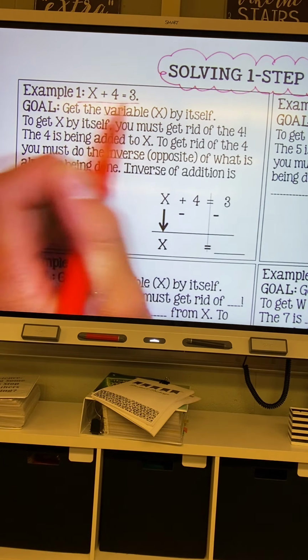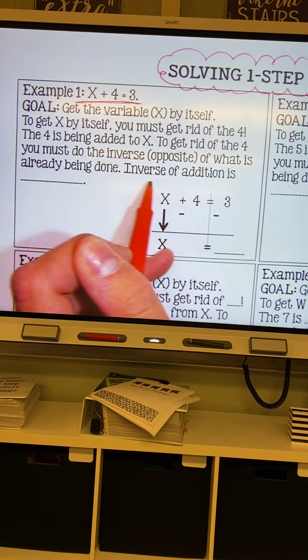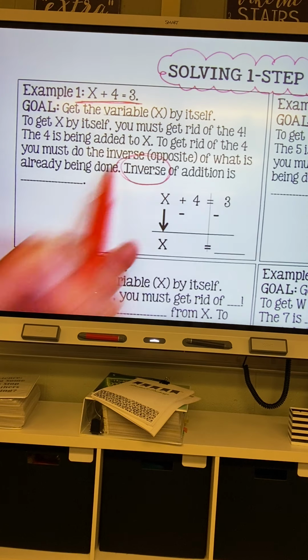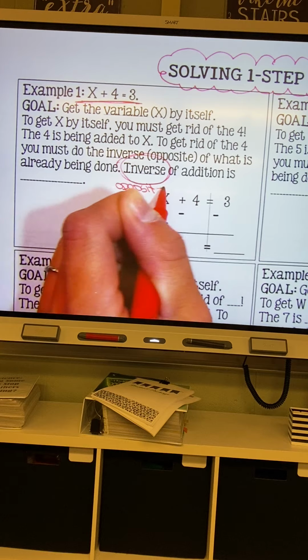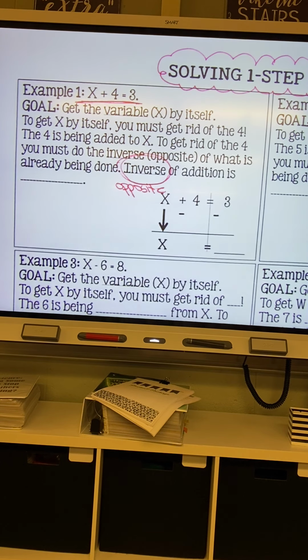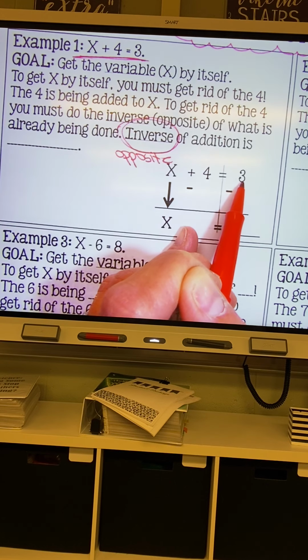Our first example here says x plus 4 equals 3. Now, we always want to do the inverse, which means opposite. If you don't know what the word inverse means, it means opposite. So anytime you see it, it's opposite. Now, here it says x plus 4 equals 3.